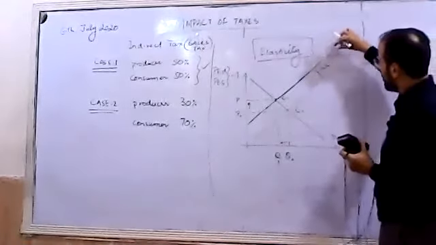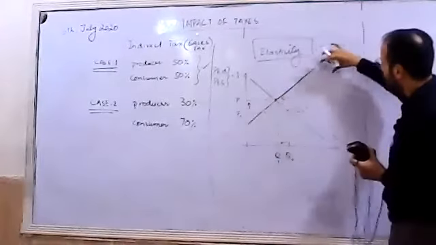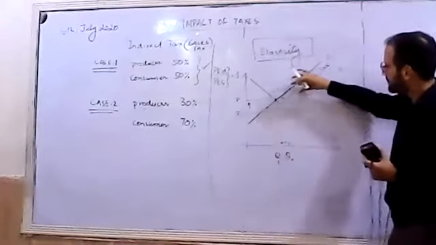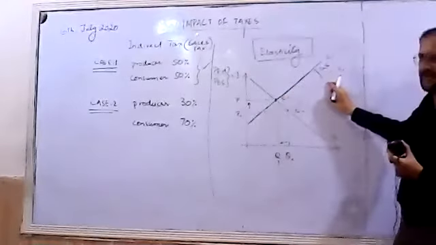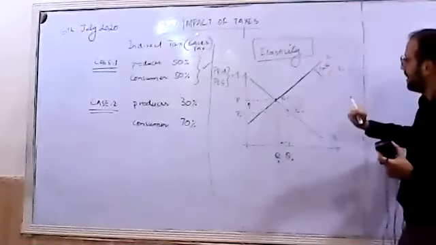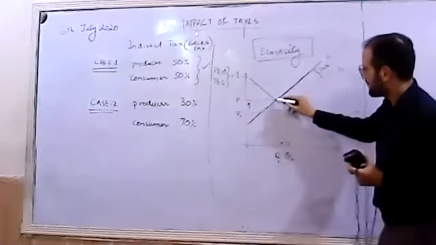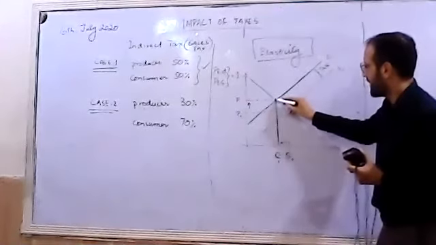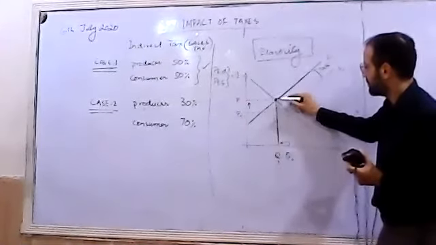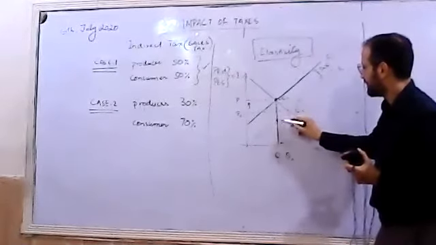So between S0 and S1, the difference between these two curves, or this gap, is due to the indirect taxes. Now this indirect tax is cutting this line at two points: at E1, which you can see over here, and at this point, let's say T.